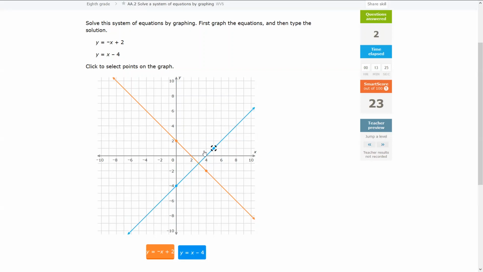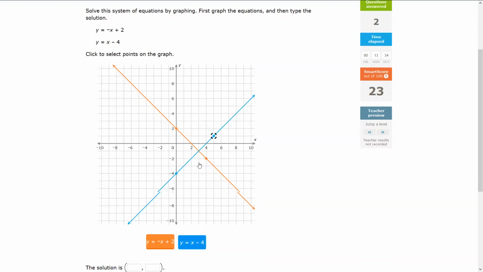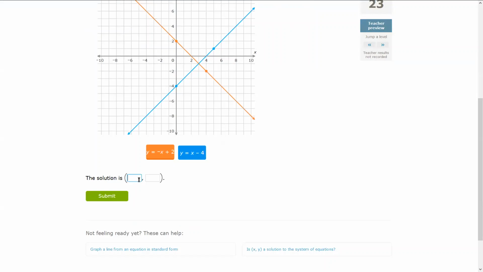And then we just look where they intersect and we say, all right, 3 for the x, comma, -1 for the y, right? So we would say 3, comma, -1.